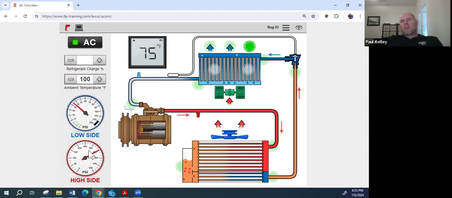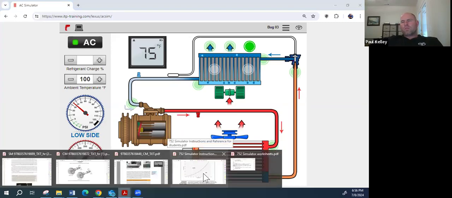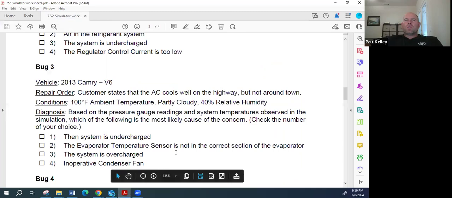I'm all over that fan thing. Why would a temperature sensor not in the right section cause it to be better on the freeway? It doesn't really make sense. Just with those few checks, I'd say the main reason we check it is to make sure it's not undercharged or overcharged.